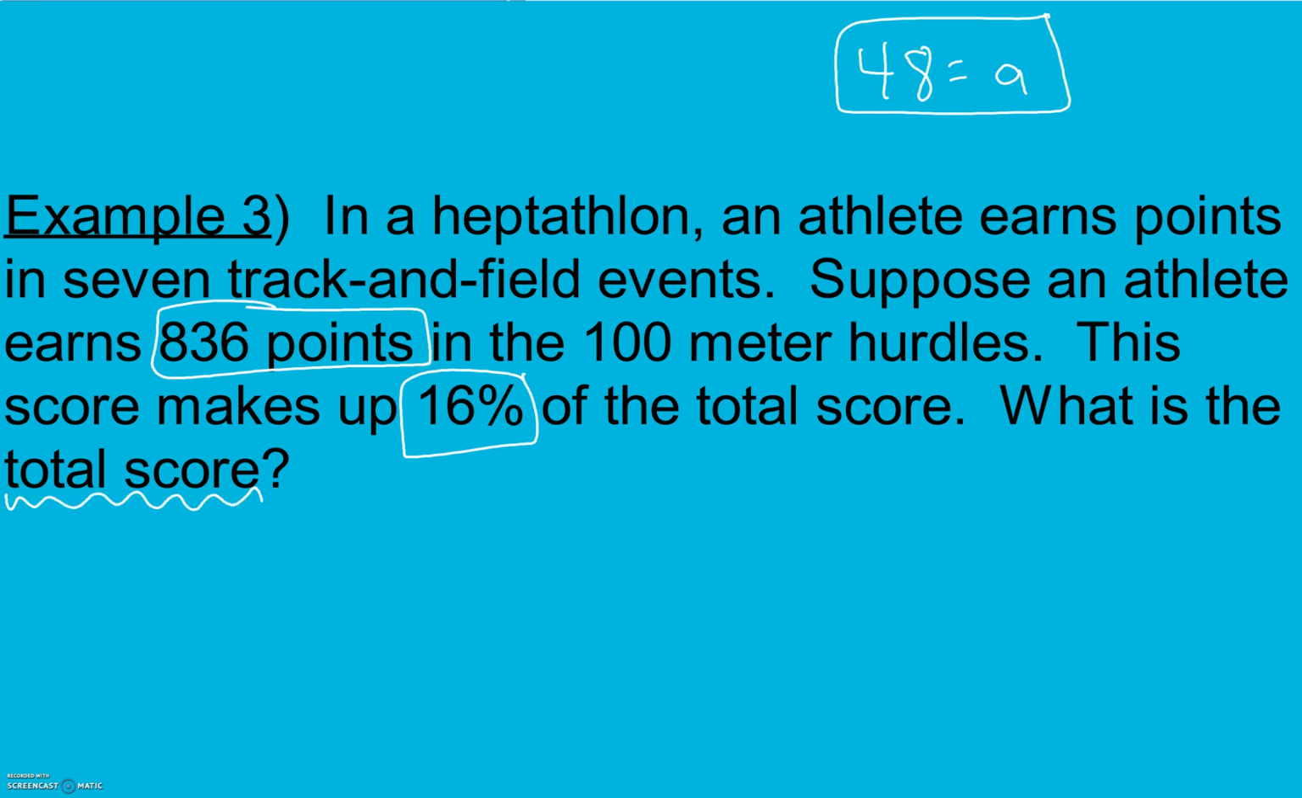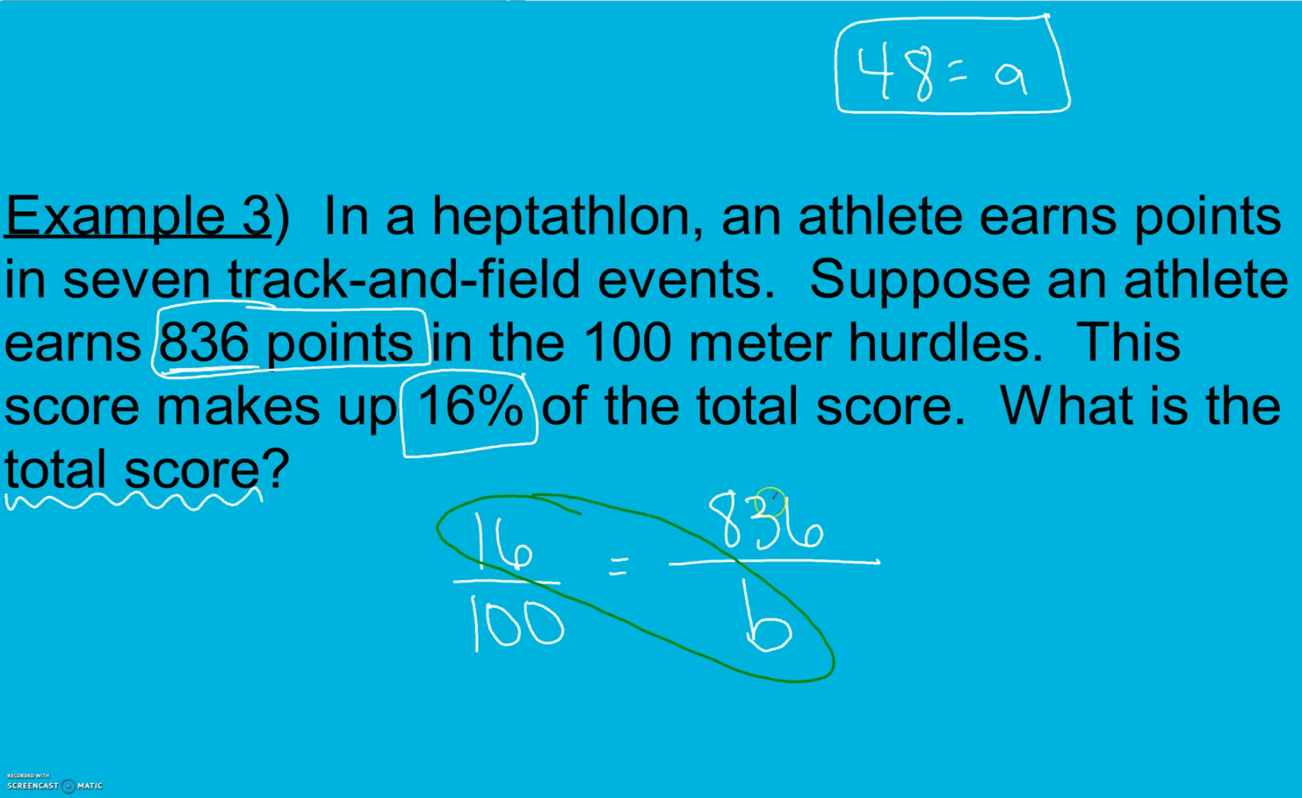The total score is our base. So that's what we're looking for. We're looking for the total. The 836 here, that's our part. That's one part out of the 7. And we know that it's 16%, which is 16 over 100. And since we know these are equivalent, we can set them equal to each other in a proportion and use cross products. So 16 times B equals 100 times 836.